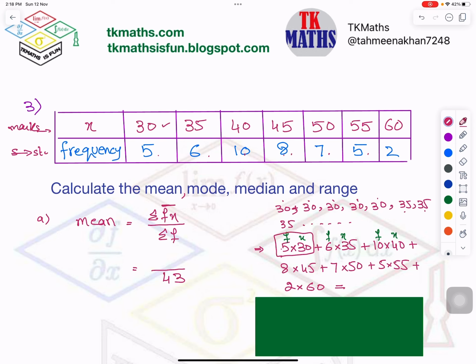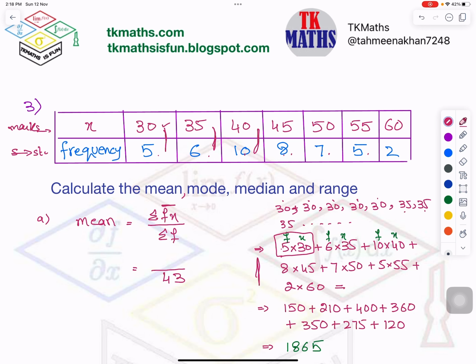Sigma means sum. So similarly, I will do 5 times 30 plus 6 times 35 plus 10 times 40, which I have done here for you. You can see here. And then after that, you will add it up. The result is 1865. So now if I want to find out the mean, I just need to divide it. Let me divide it now. 1865 divided by 43. So the mean marks of the class of 43 students is equal to 43.37.